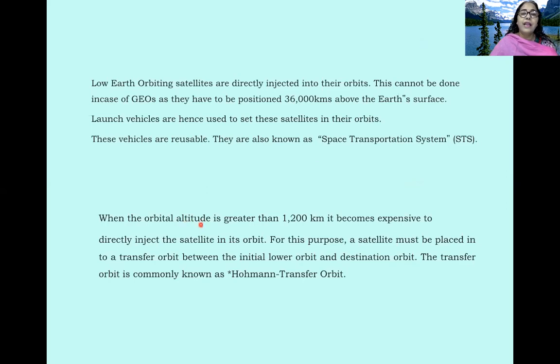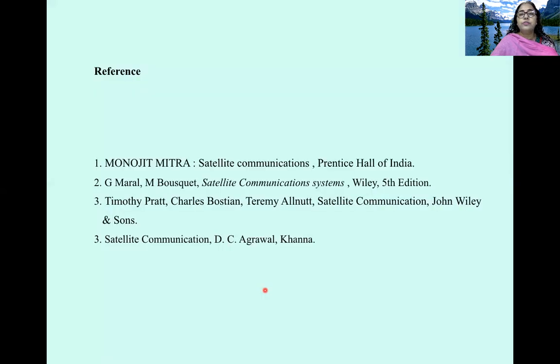When the orbital altitude is greater than 1200 km, it becomes expensive to directly inject the satellite in its orbit. For this purpose, a satellite must be placed in a transfer orbit between the initial lower orbit and the destination orbit. The transfer orbit is commonly known as the Hohmann transfer orbit.